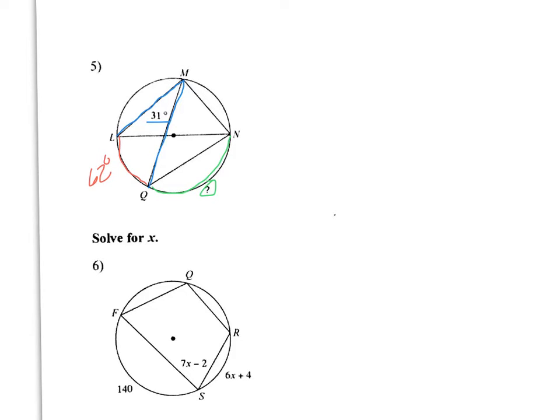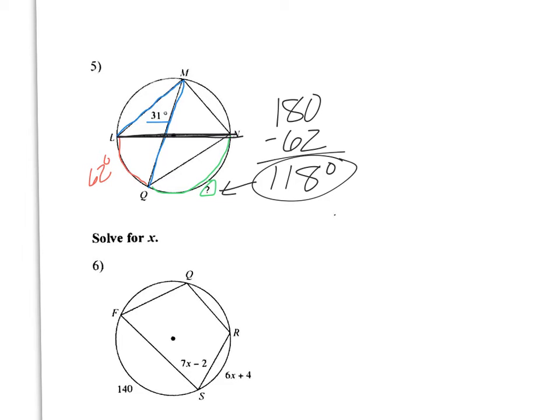But what I do know is that this right here is a diameter. So all of this from here to here is 180. If I want to just get this part, I'm going to take 180 minus the 62, and that gives me 118, and that is that arc.